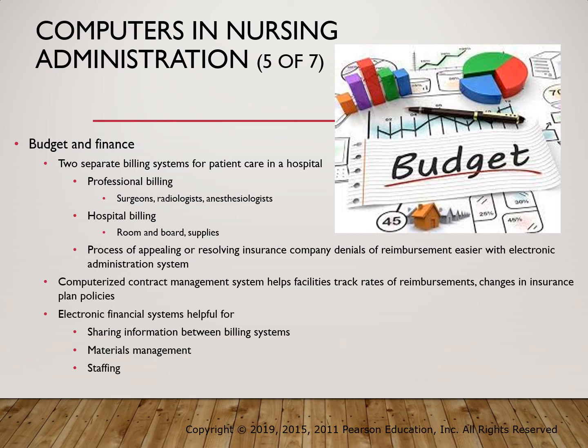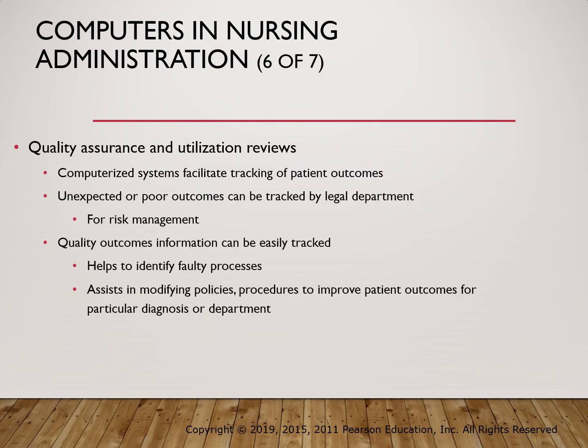The budget and finance, these are two separate billing systems, professional billing and hospital billing. So when you go in the hospital, you'll get a bill for your hospital stay, room and board. Professional billing will be for the doctors that took care of you, the radiologists, anybody like anesthesiologists that put you to sleep, any lab tests that you've done, but the hospital bill is just strictly for room and board. These systems share information with the insurance companies, with materials management, and with people who oversee staffing.